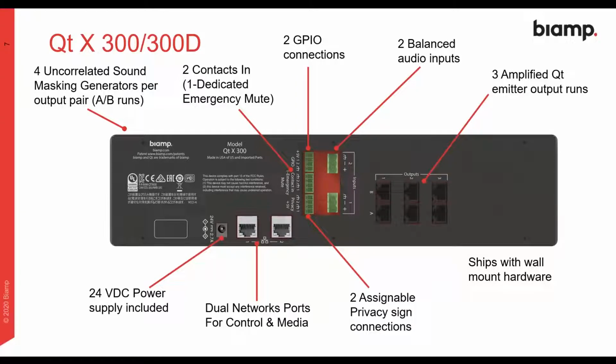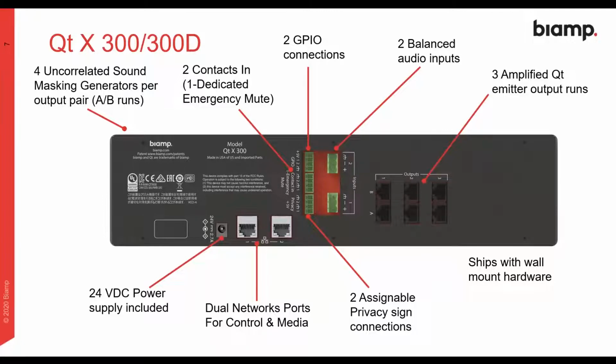All the units have the same 2 GPIO connections that can be set up as inputs or outputs. We'll talk in more detail about what those can be configured to do. We've got contact closure inputs, one being a push to talk for a microphone, and the second always set up as a dedicated emergency mute. That'll be your fire alarm interface to the system, where you can mute masking if there's a fire alarm and you need it for safety.